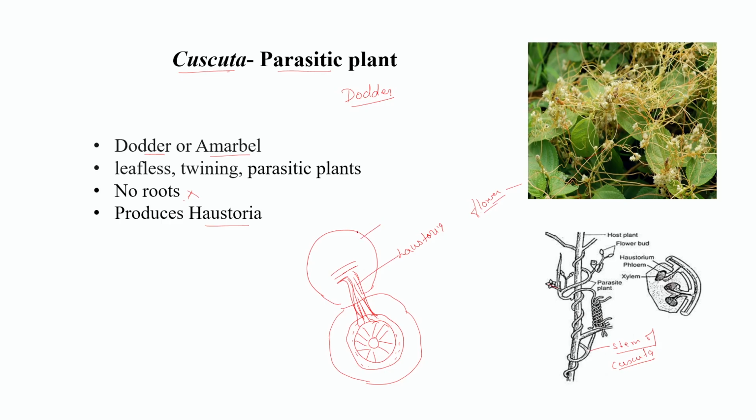See, this is the Cuscuta stem, you can say, this is the host stem, this is the host xylem, host phloem. So in this way it will penetrate and obtain nourishment.